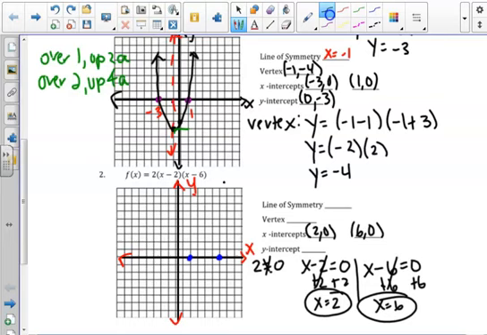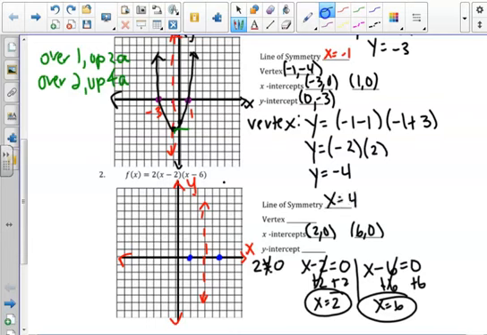Recall the line of symmetry is right in the middle, so the line of symmetry here should be at the coordinate point, or the line x equals 4, which would be right in the middle, as we can see visually, between my x-intercepts. So this should be x equals 4.